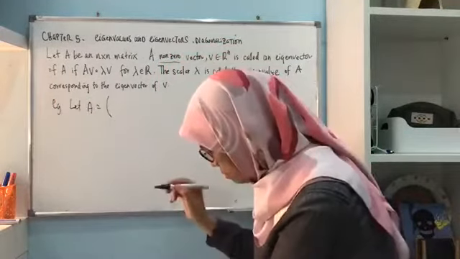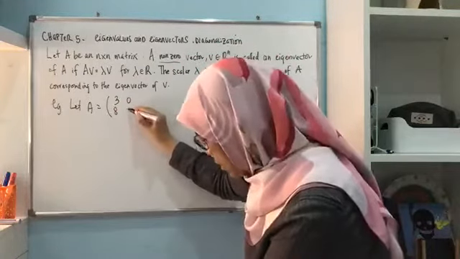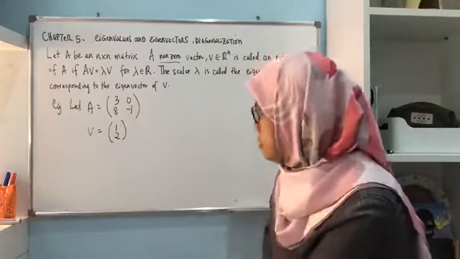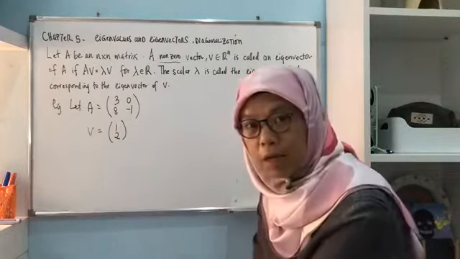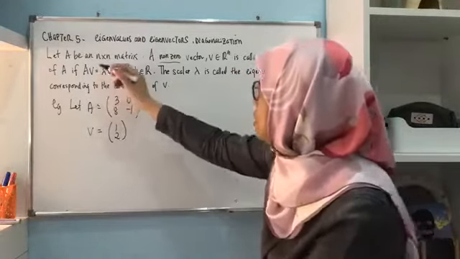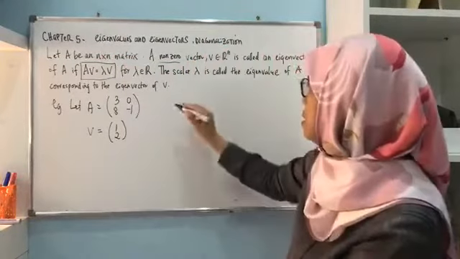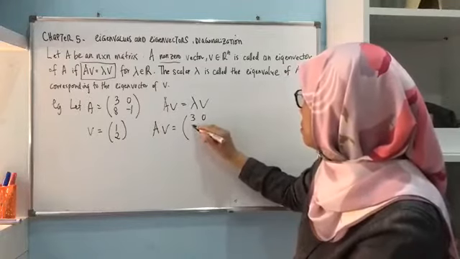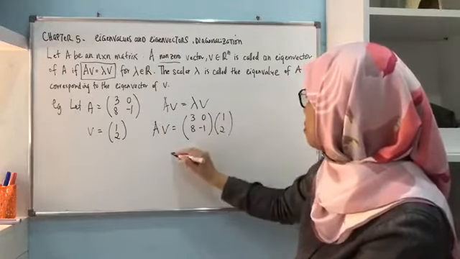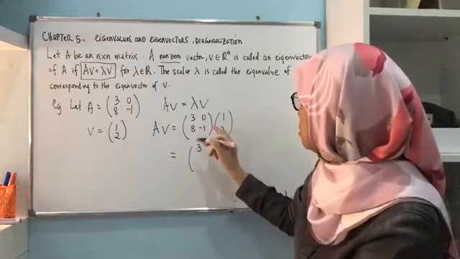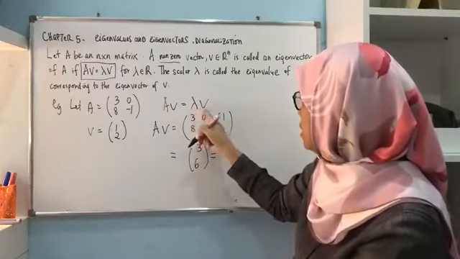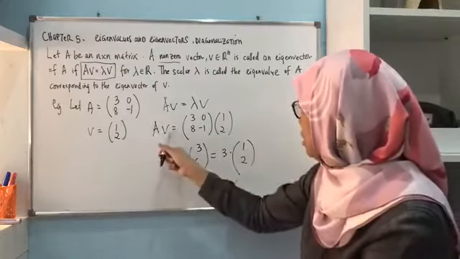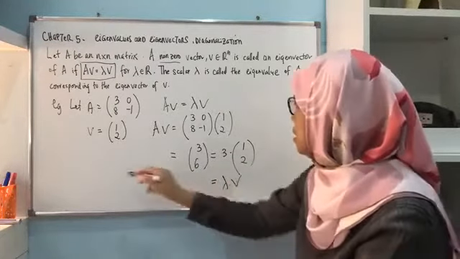First example given in the book is example 5.1. Let A be the matrix 3, 0, 8, negative 1, and you are given V is (1, 2). Question: find lambda. You have to remember that AV is lambda V. So you multiply A by V, you get (3, 6), writing it as lambda V, which is 3 times (1, 2). So AV is lambda V, so lambda is 3.